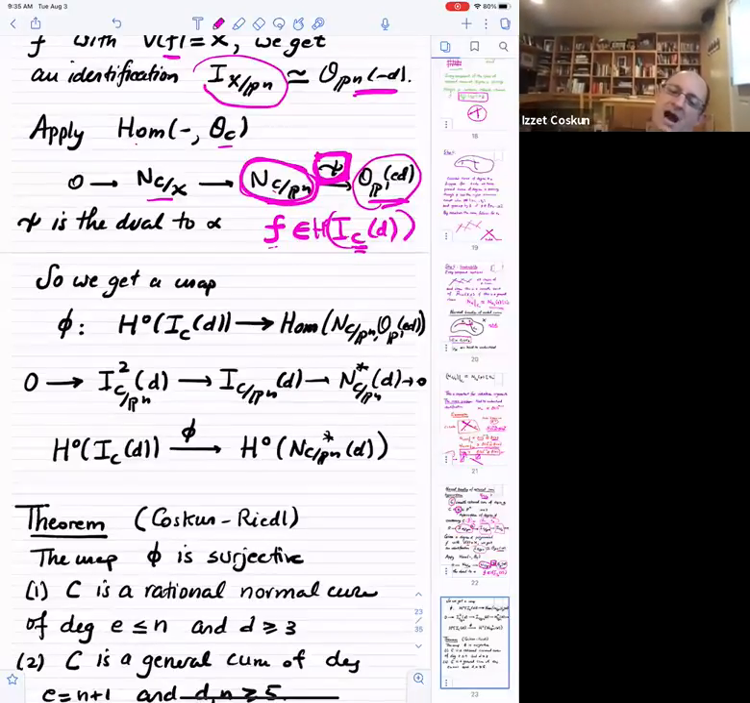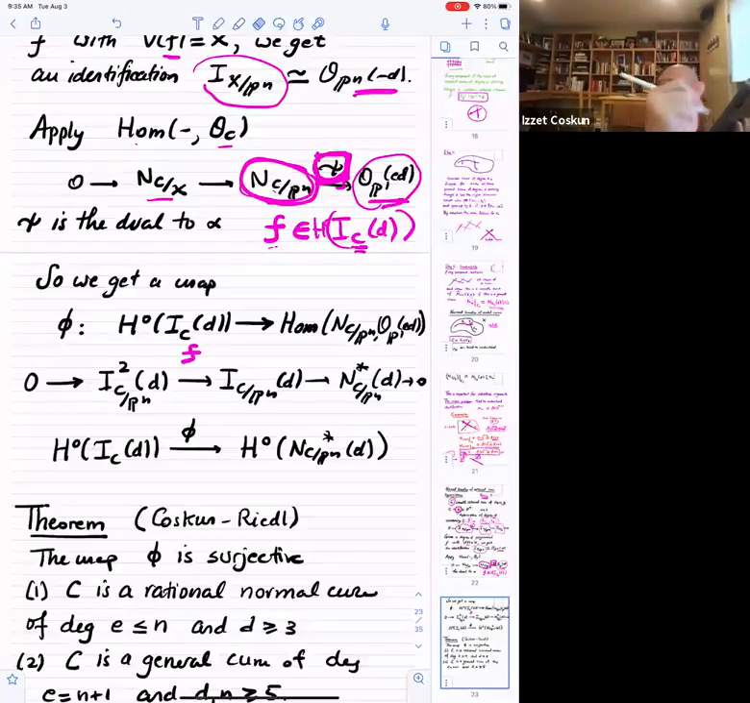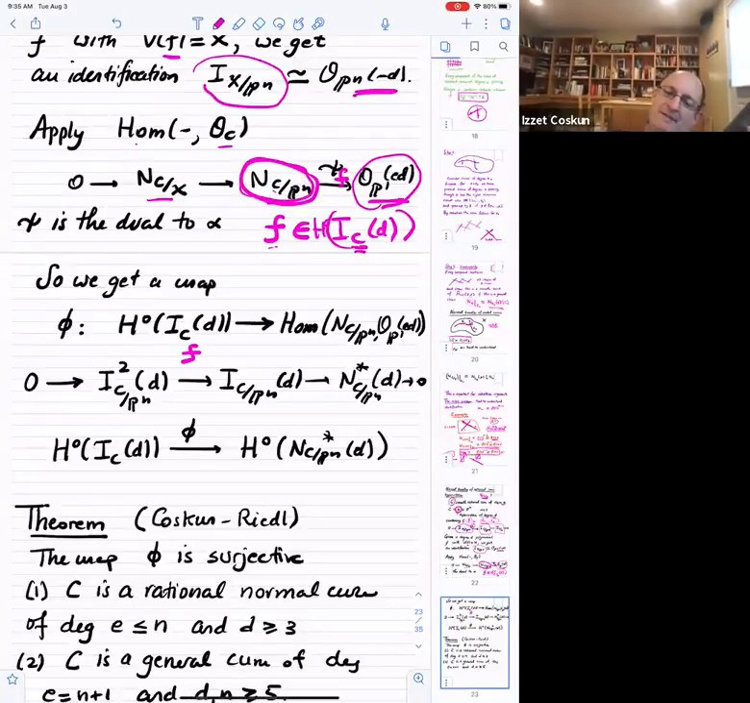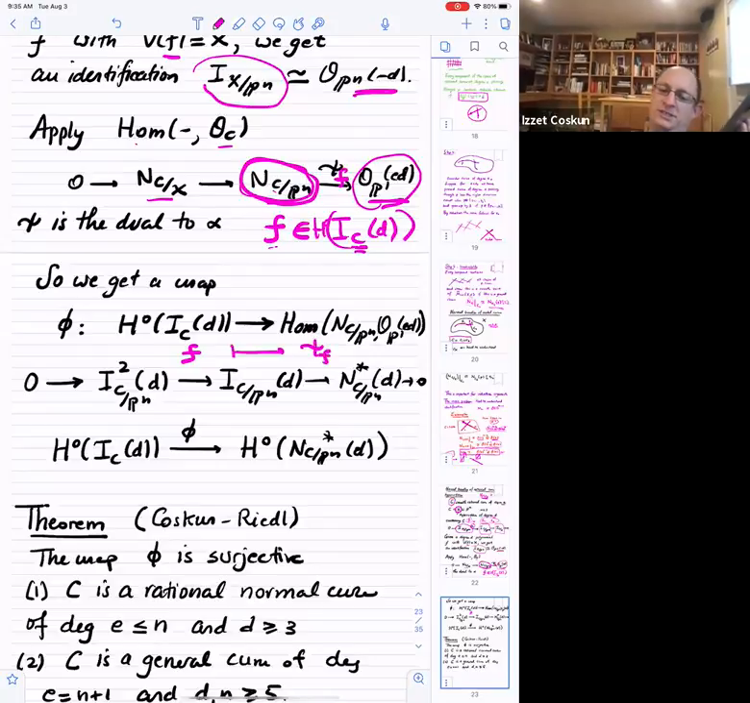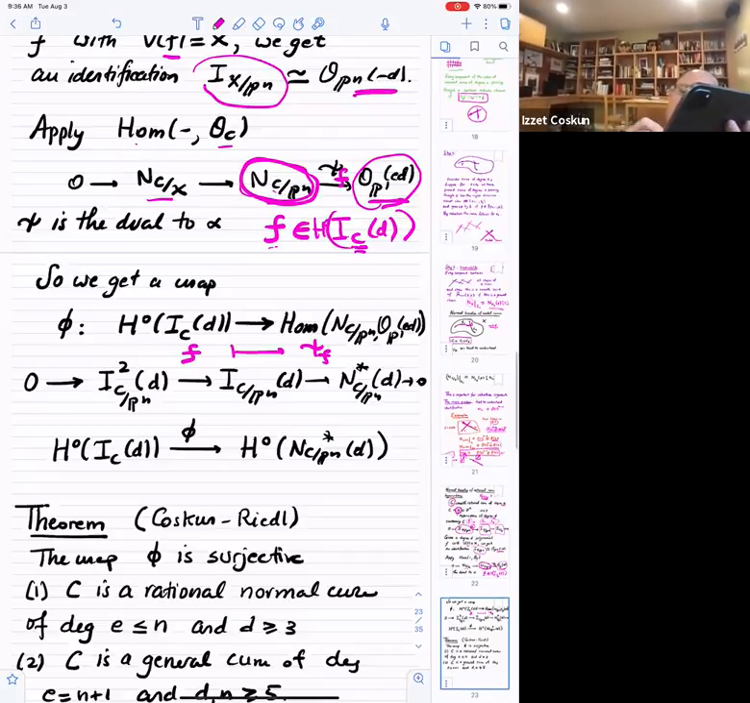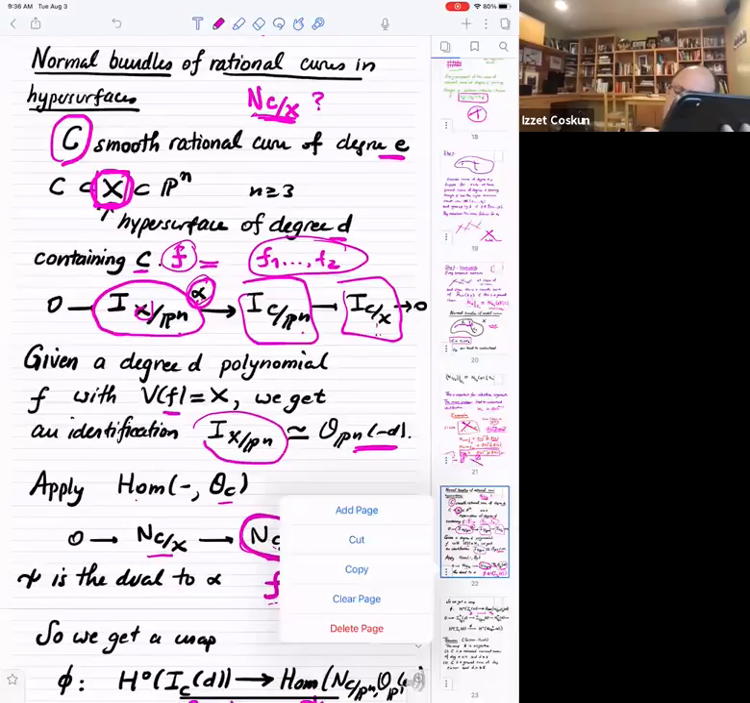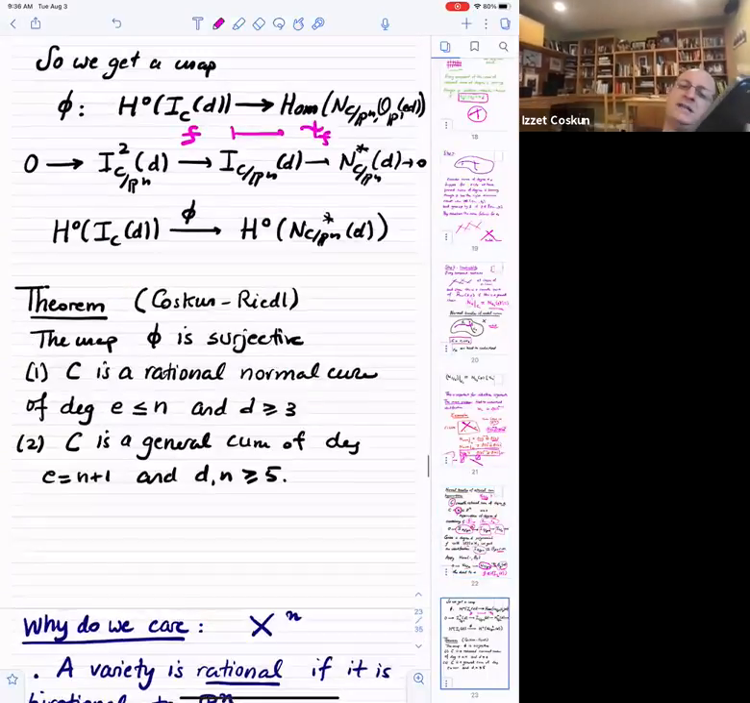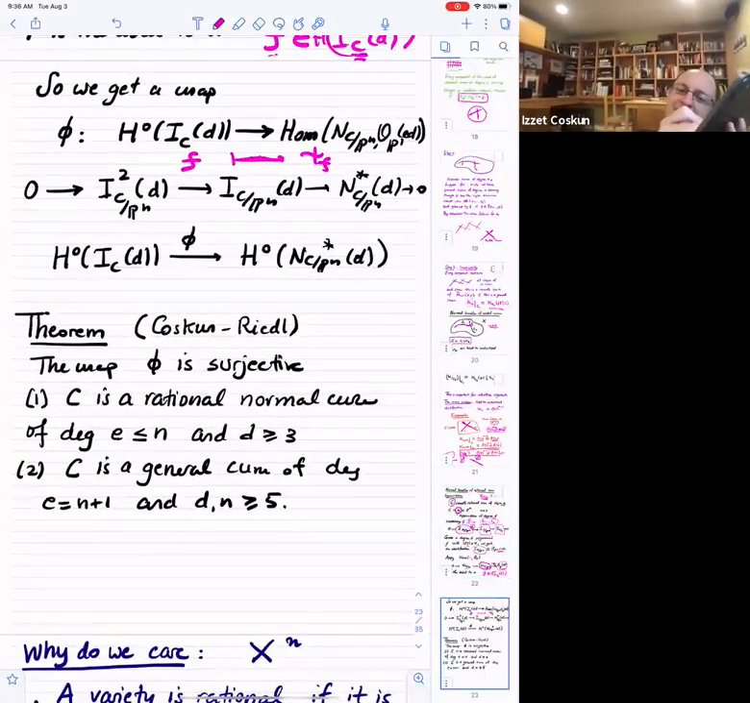In other words, I have a map from equations vanishing on the curve to, let me put an F there, right? So you have a map sending this F to the psi of F, which is a homomorphism from the normal bundle of the curve to this OP1 of ED, okay? It's a global section. Okay, so now I want to understand this map a little bit better.